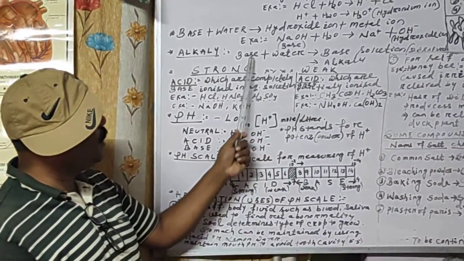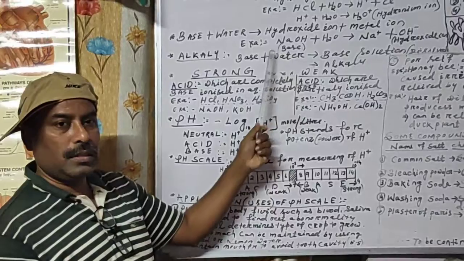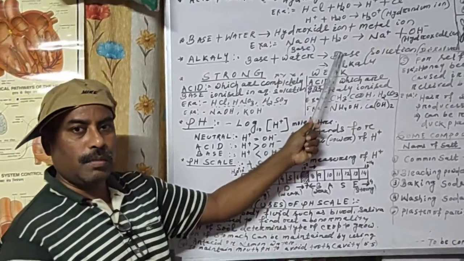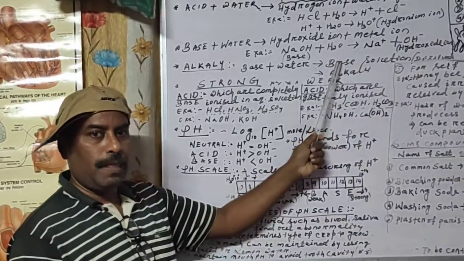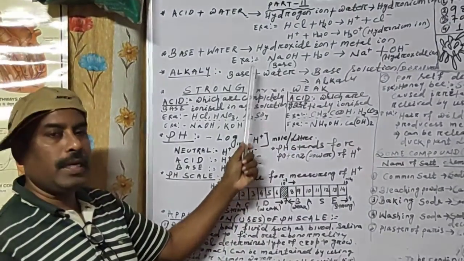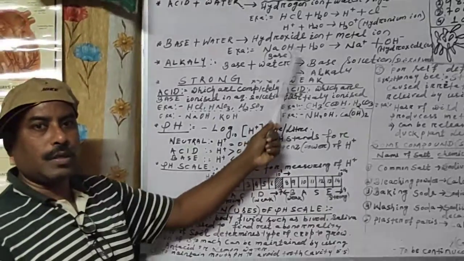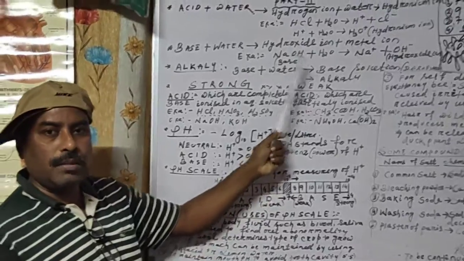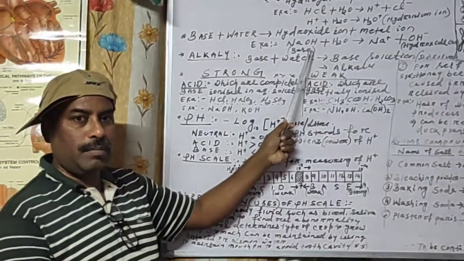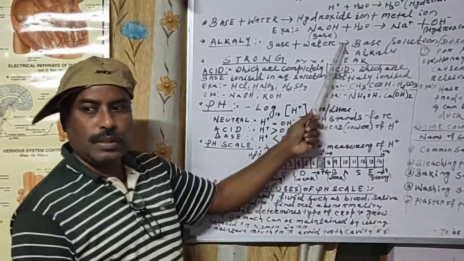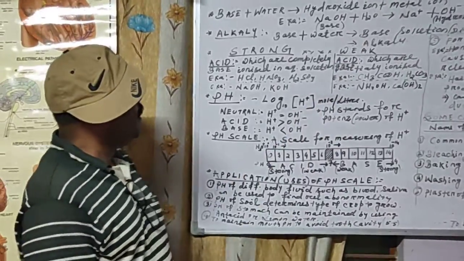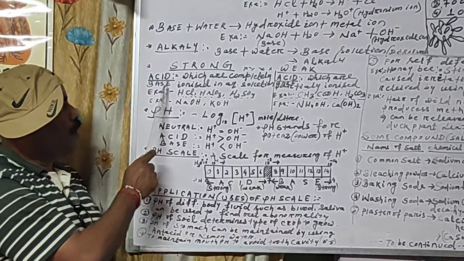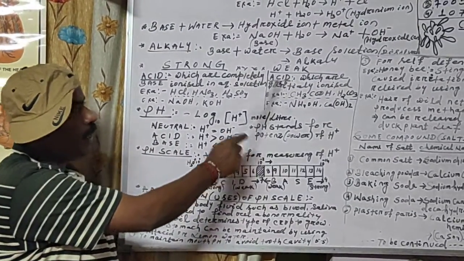For example, sodium oxide, Na2O, when reacting with water, sodium hydroxide is formed, and that sodium hydroxide is alkali. But ferrous oxide, when reacting with water, ferrous hydroxide is formed. That is not alkali because ferrous oxide does not dissolve in the water. It is settled down at the bottom, and that is not a solution. So it is not an alkali. Let us come further. Strong acid, strong base, weak acid, weak base.